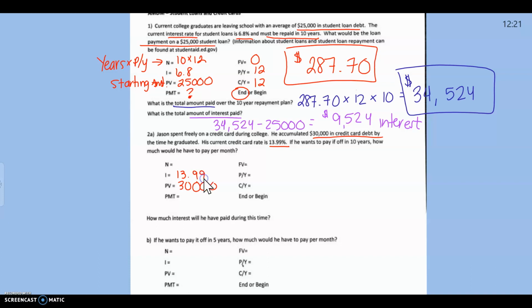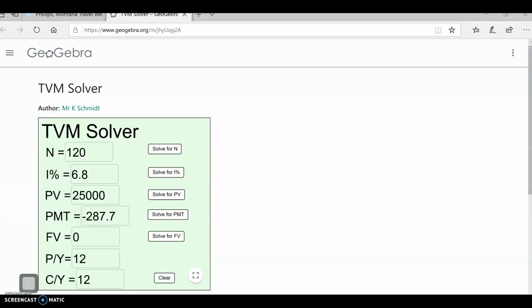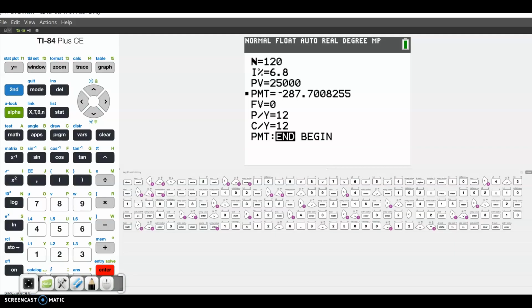Y'all, that's cheap. Usually it's like in the 20%. If he wants to pay it off in 10 years, so we're going to do 10 times 12 again. How much would he pay per month? So what's his payment? Remember, this is always 0, 12, 12, end. Okay? So we're looking for his payment. So you would go to your graphing calculator.